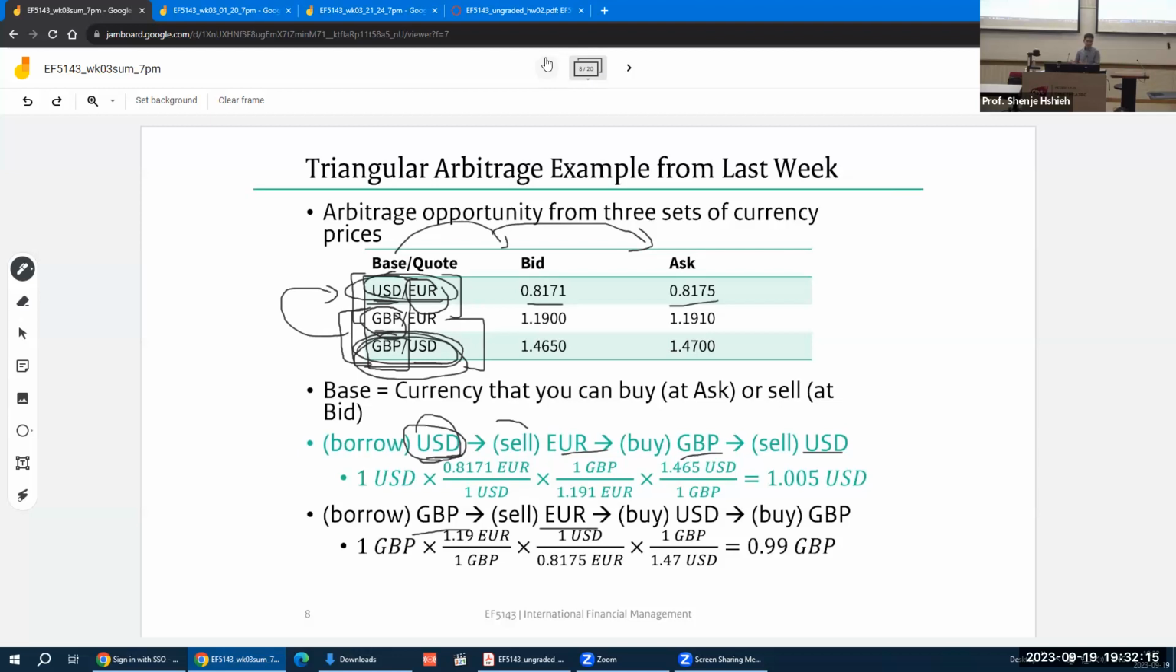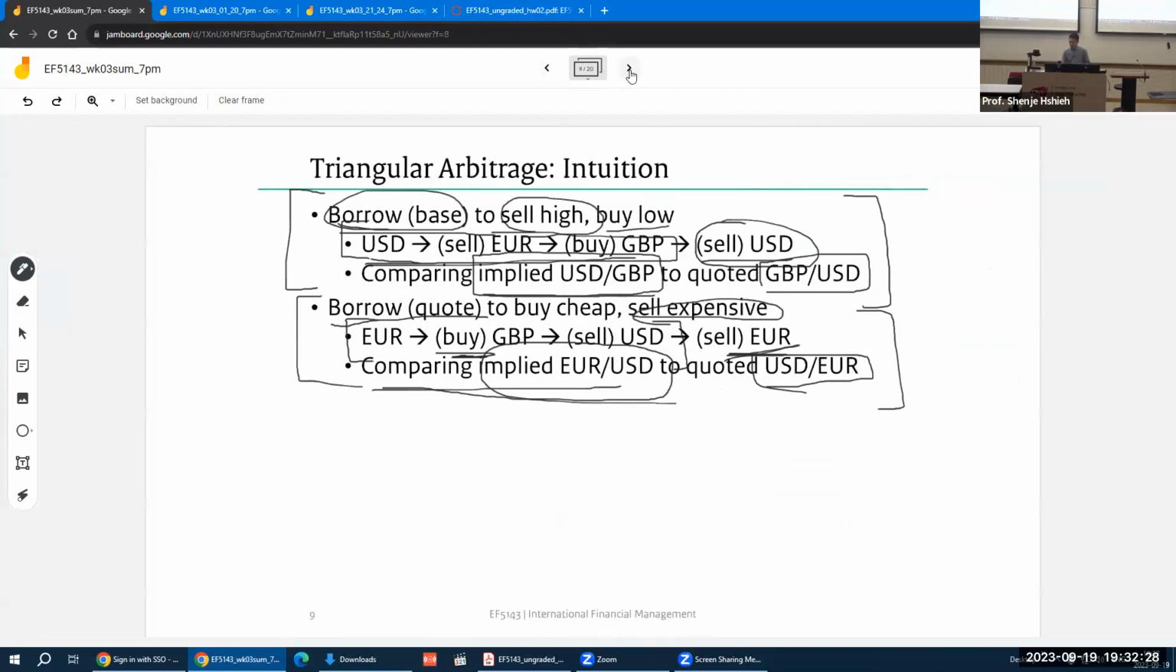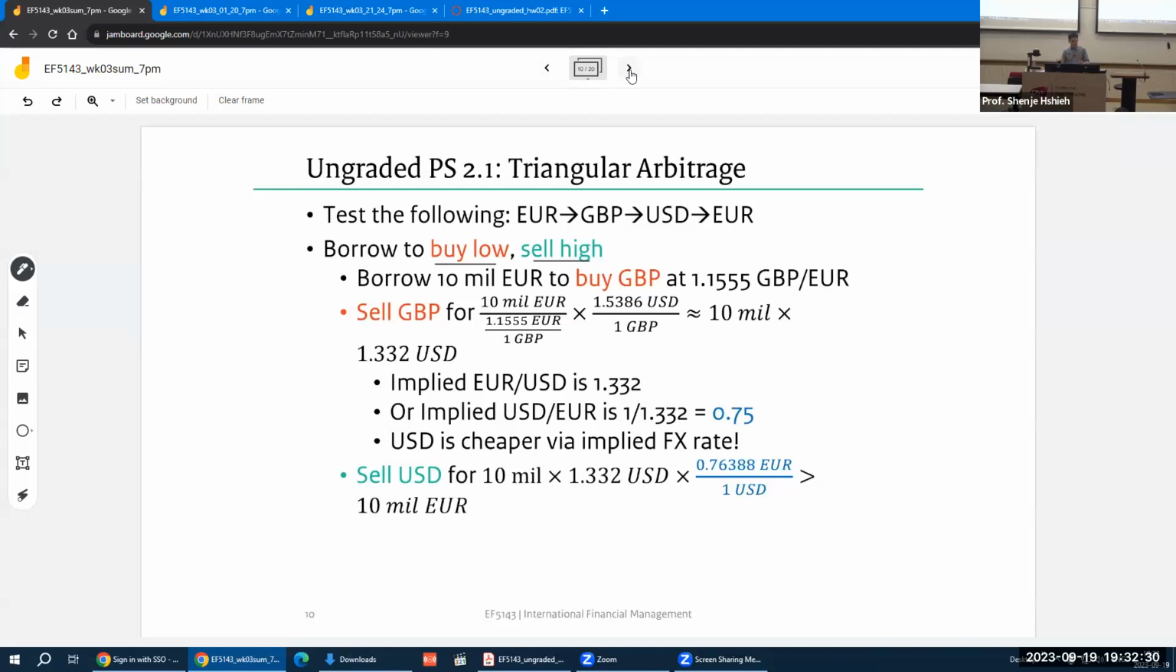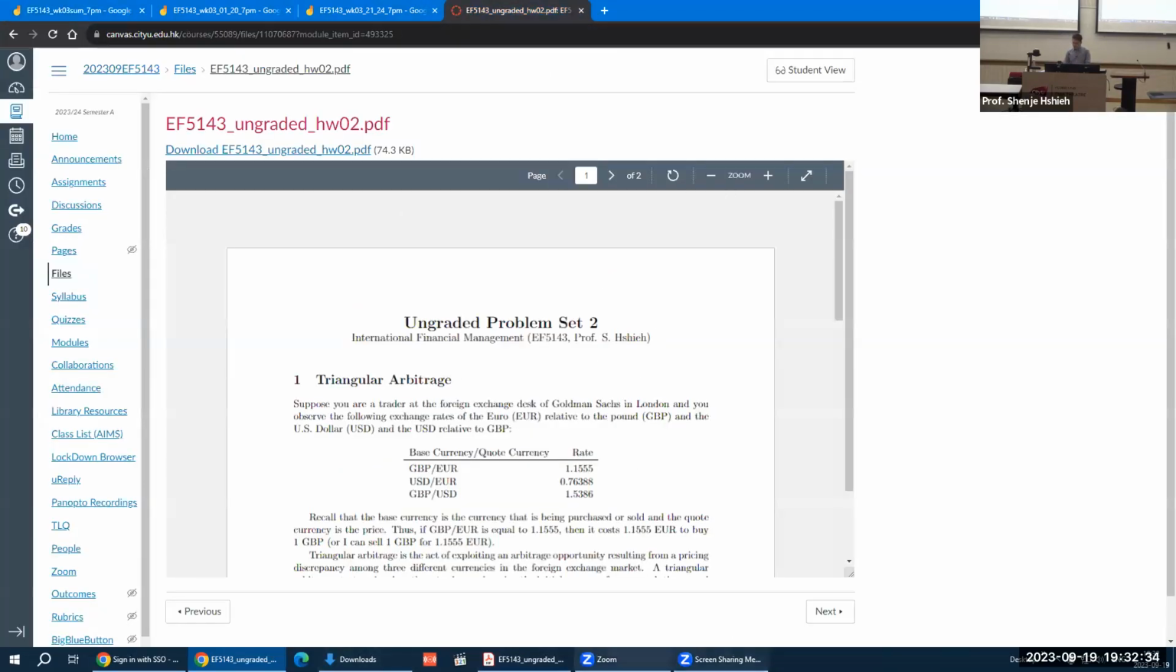But of course, you don't have to do it this way with my choosing the base currency. You can start with a quote currency. But again, the intuition is slightly different, and you just have to get used to it. Okay. All right. Let's go ahead and apply my strategy to the ungraded problem set that I'm going to go over now. All right. So let me show you what the problem set looks like.